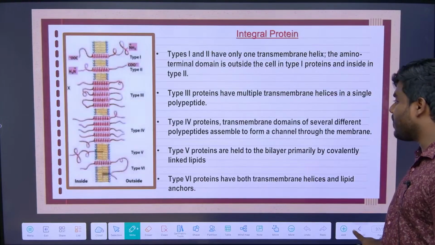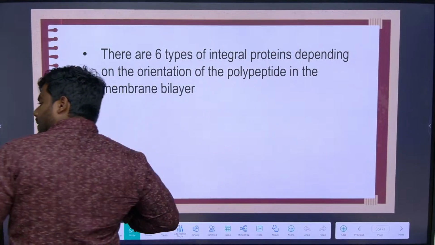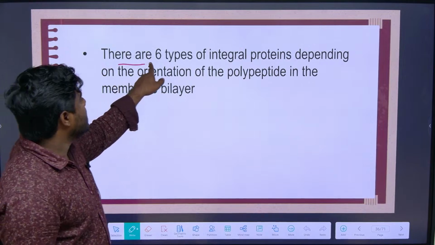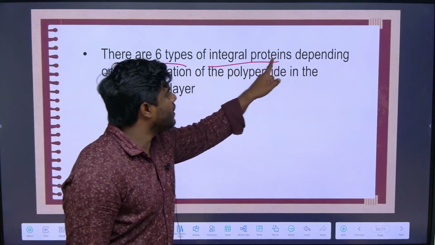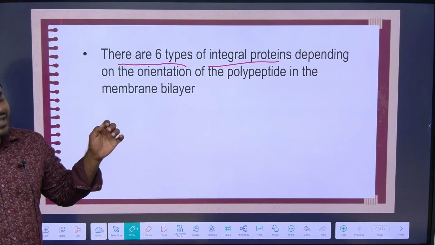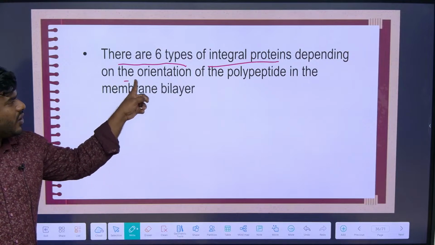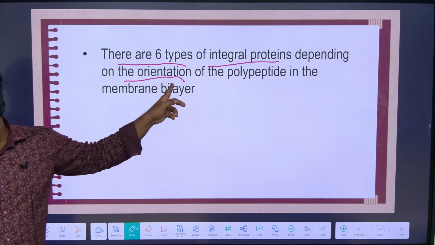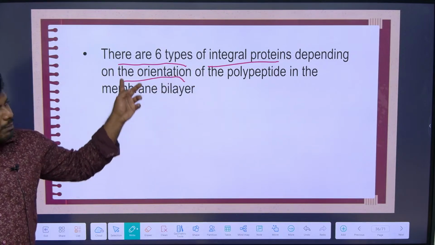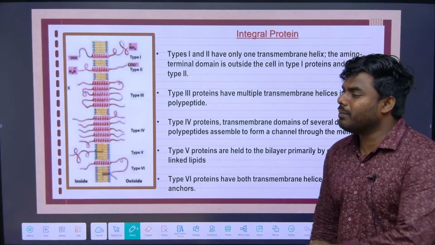Now this is also a very important question. I want all of you to remember it for the exam. There is a great possibility we can expect the question. There are 6 types of integral proteins present on the membrane. How do we categorize these integral proteins into 6 types? Depending on their orientation, which means how they are arranged on the polypeptide. Based on that we categorize it. This is so important. I encourage everyone to remember that compulsorily.